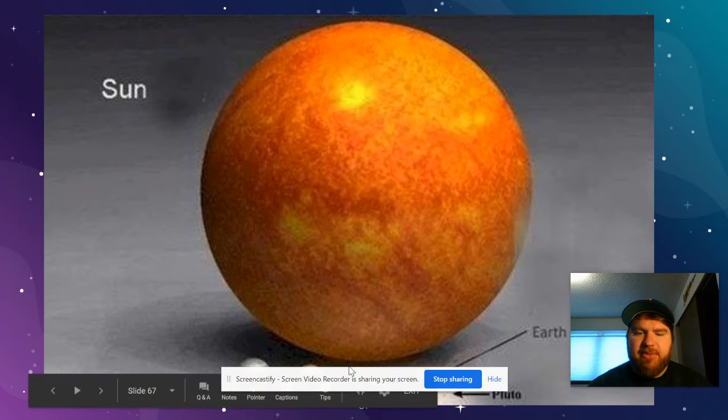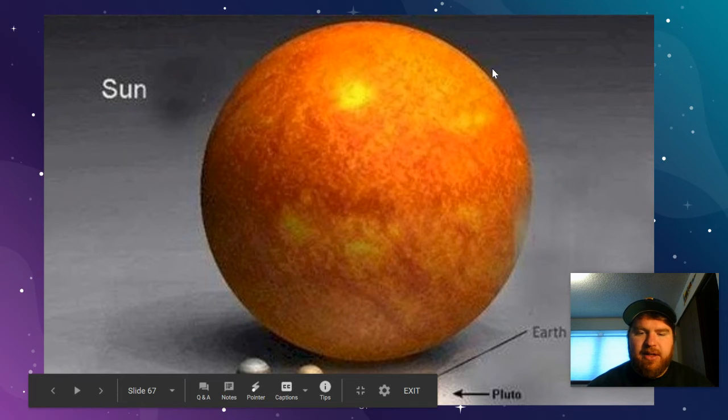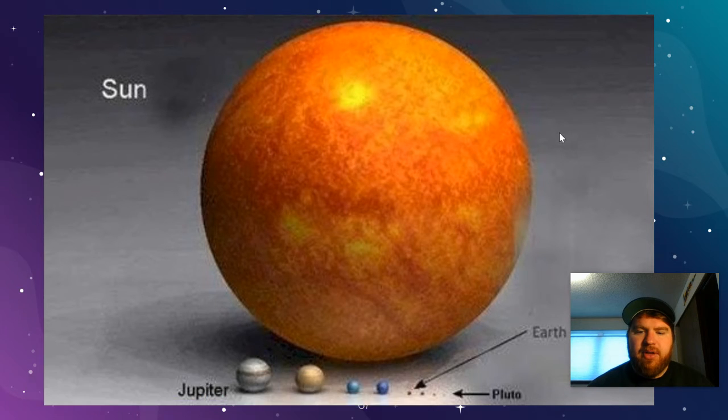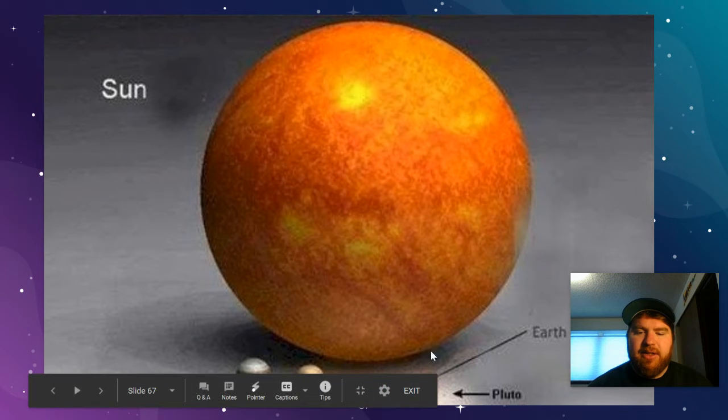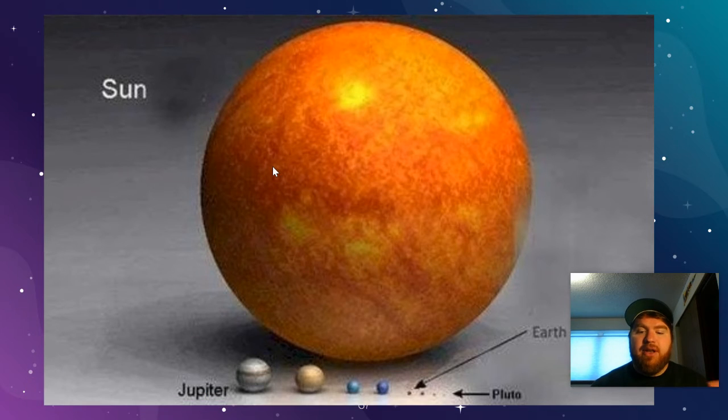And here's another example here. Let's hide this guy. Our model of the sun and just how tiny the Earth would be. And then it shows the other planets here. This is showing you not how far they are from the sun, but their size compared to the sun.